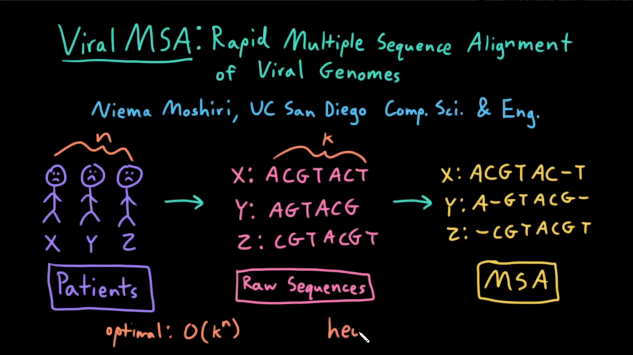So heuristics have been developed that can solve this problem, at least heuristically, much faster. Currently, most of these heuristics are big O of n squared k plus big O of k squared n. This is a much better step in the right direction, but unfortunately, for the case of COVID-19, this n squared term is still far too large.